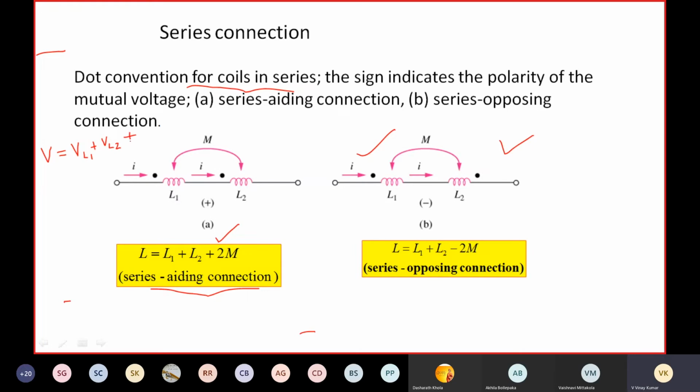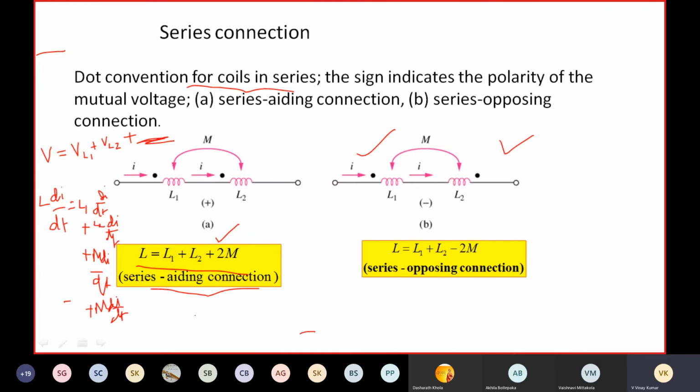Again, we have to include mutual induced EMF also. So L equivalent dI by dt is equal to L1 dI by dt plus L2 dI by dt plus M dI by dt plus M dI by dt. Then L is equal to L1 plus L2 plus 2M.